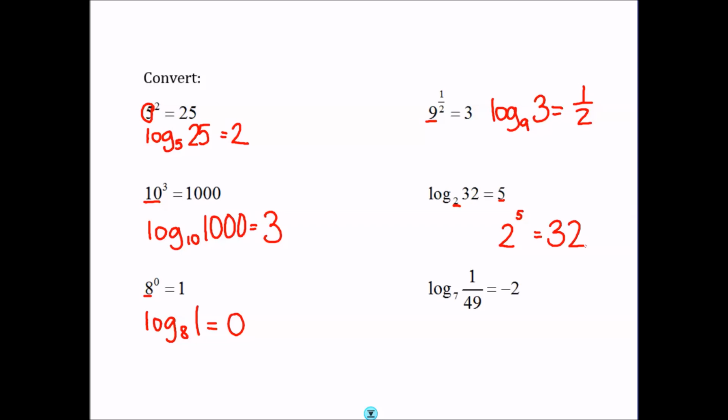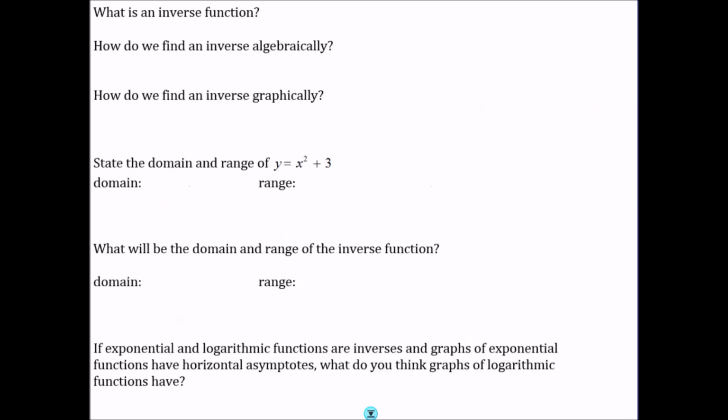And lastly, the last example here has log base 7 of 1 over 49 equals -2. So our base is 7, so we have 7 to the -2 power equals 1 over 49. So that is the relationship between exponentials and logs. We're going to use that to help us graph the logarithmic functions. But first, let's do a little bit more comparison between the graphs of exponentials and logs.